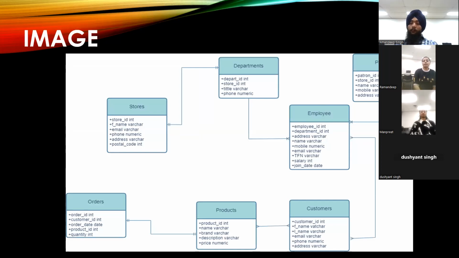Here we are having different entities like department, store, patron, employee, customer, products, and orders. All of them have different relationships among them, which are shown in the given diagram. Like for the department, it has various employees, so it is having a one-to-many relationship. For the patron, it may have one mandatory or many employees. Likewise, each entity is having different attributes as well.